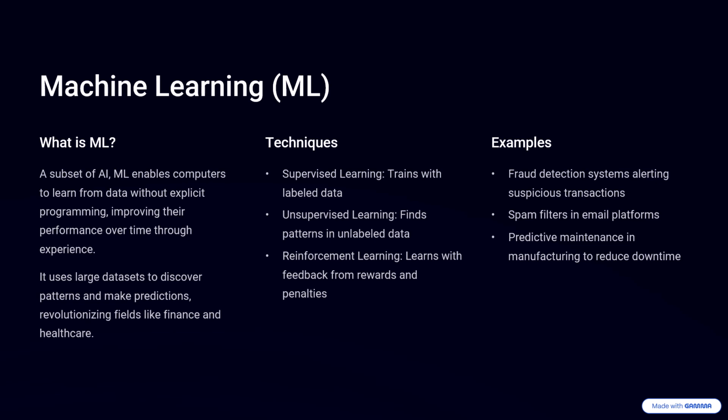Machine learning. What is ML? A subset of AI. Machine learning enables computers to learn from data without explicit programming, improving their performance over time through experience. It uses large datasets to discover patterns and make predictions, revolutionizing fields like finance and healthcare. Techniques. Supervised learning. Trains with labeled data. Unsupervised learning. Finds patterns in unlabeled data. Reinforcement learning. Learns with feedback from rewards and penalties.